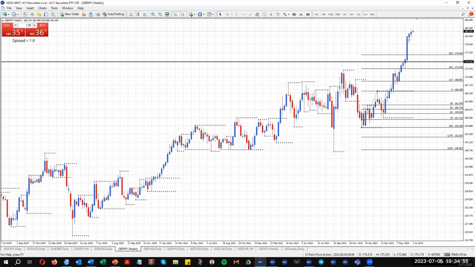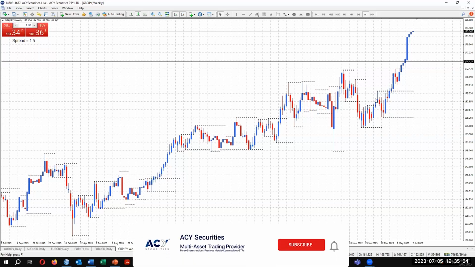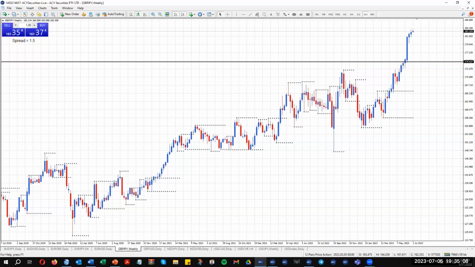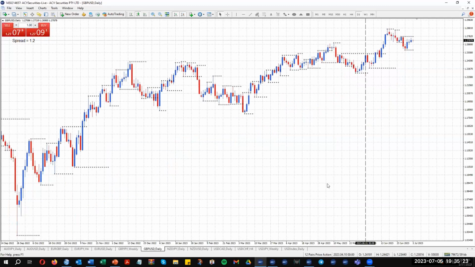So if you do buy up there and then it reverses on you, you've only got yourself to blame, because it is overextended in the medium to long term. But price can keep going up in these very aggressive markets when we've got interest rates driving the differential on the pound side there at the moment. All right, to the pound dollar.